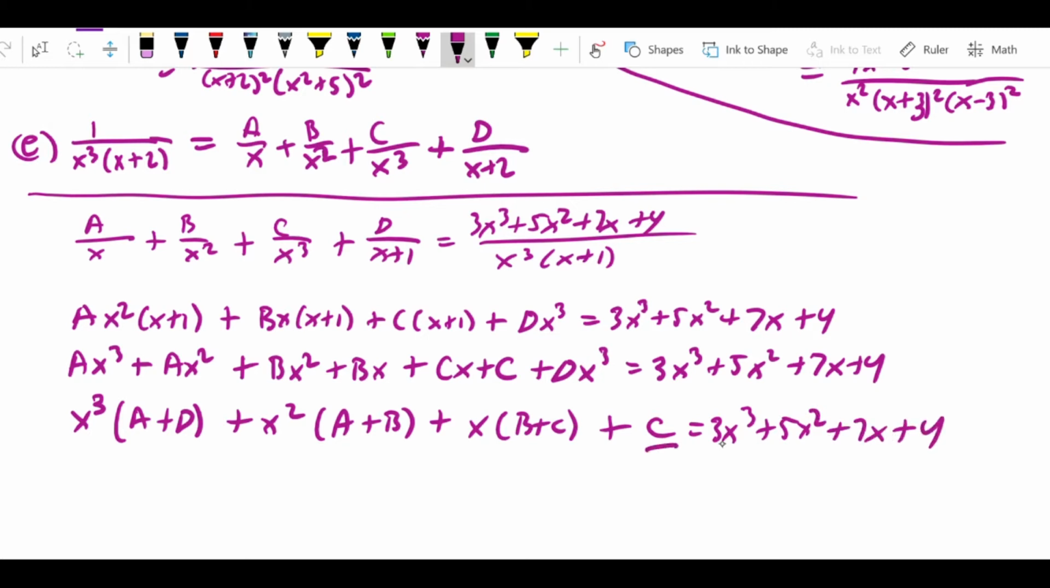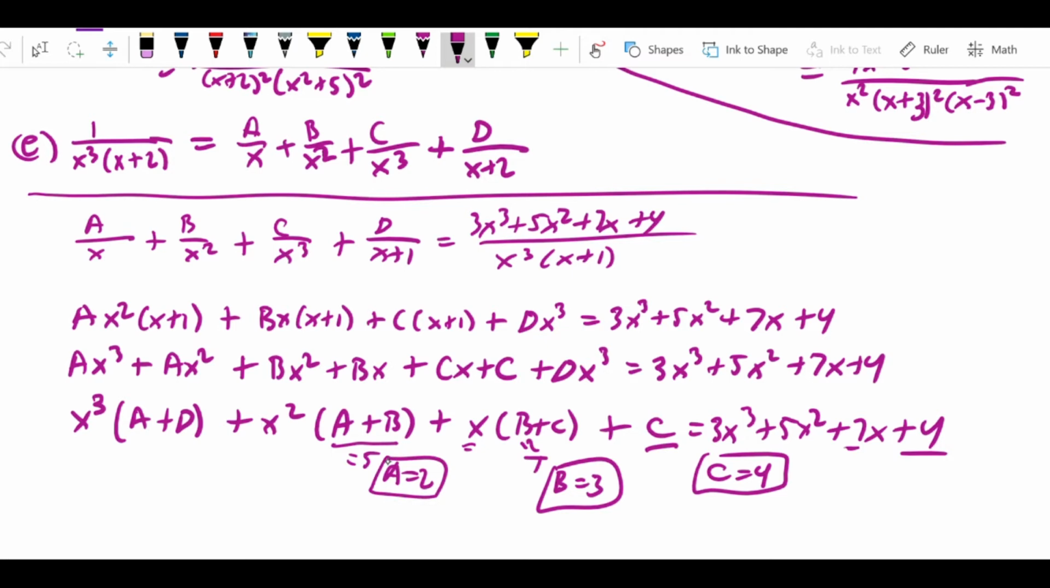So the only constant terms are c on the left and 4 on the right, so we know that c is equal to 4. We then know that b plus c, the x term here, has to match this coefficient, so b plus c equals 7. Since we know that c equals 4, that means that b equals 3. Since we know b equals 3, the x squared term is 5, so a plus b has to equal 5. And since b is 3, that gives us that a is 2. And then a plus d has to equal 3, because the x cubed term on the right is 3. And since we know that a is 2 and a plus d is 3, that means that d is equal to 1.